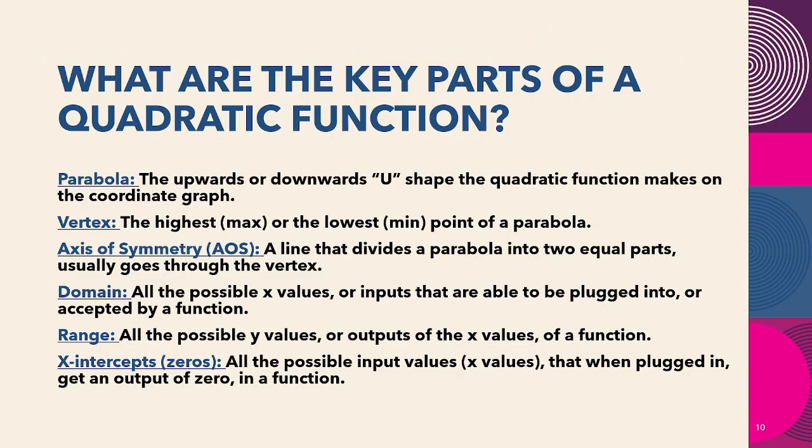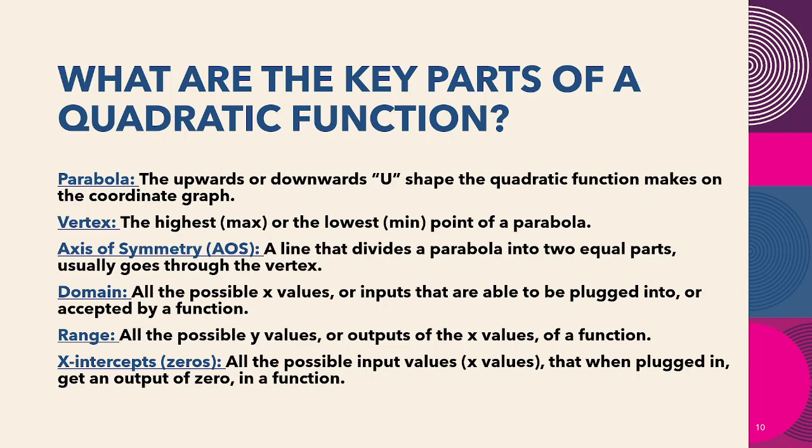So what are the key parts of a quadratic function? Well, firstly, there's a parabola, which is the upwards or downwards U shape the quadratic function makes on the coordinate graph. Then there's the vertex, which is the highest (max) or the lowest (minimum) point of a parabola. There's the axis of symmetry, or for shorthand AOS, which is a line that divides a parabola into 2 equal parts, which usually goes through the vertex.